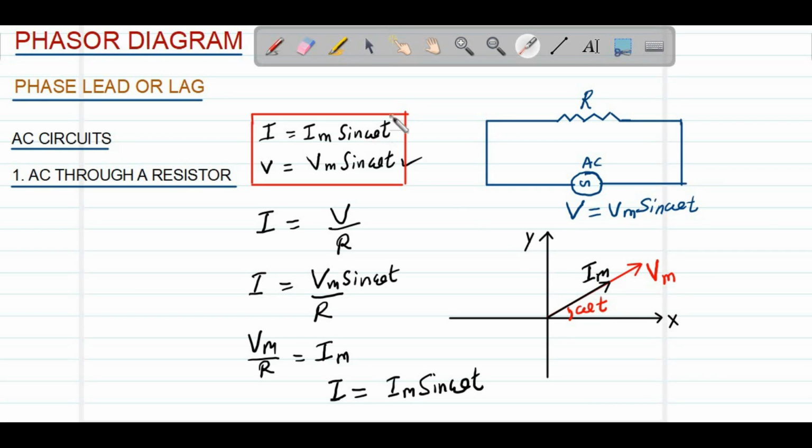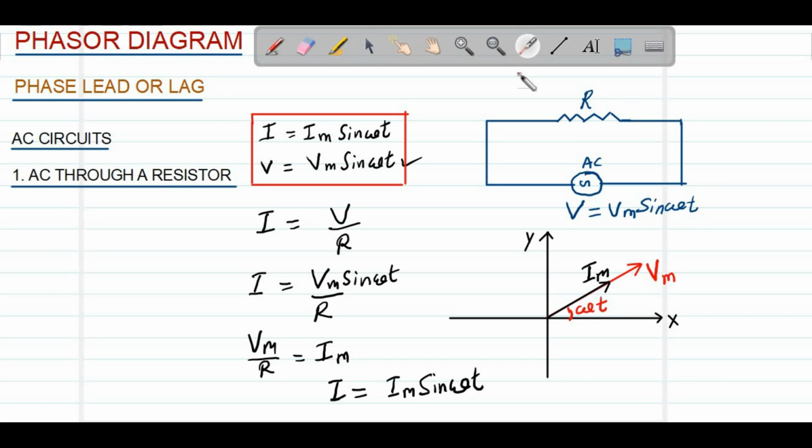So remember, when a current is flowing through a resistor, there will be no phase lead or lag. Voltage and current will increase and decrease in the same phase without any change. When the voltage becomes maximum, at the same time current also becomes maximum. When the voltage becomes zero, current also becomes zero at the same time. There is no phase lead or lag. But that is not the case when other components are present in the circuit.